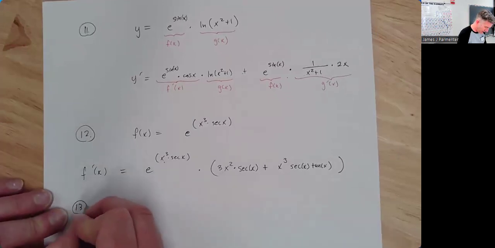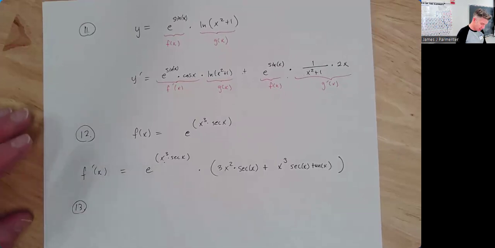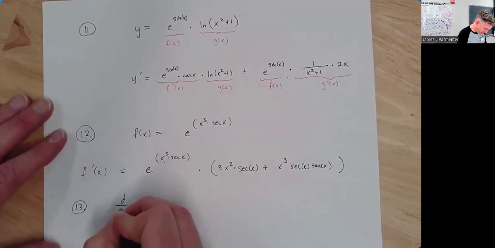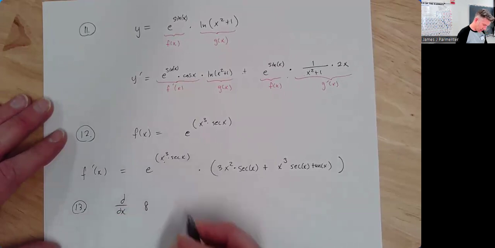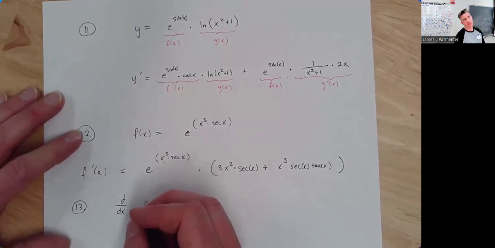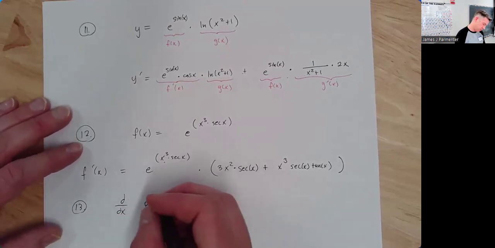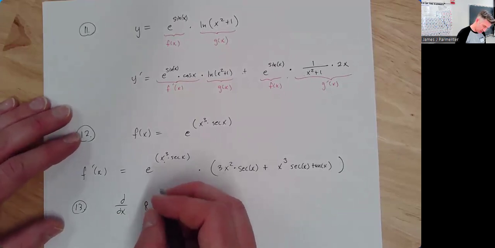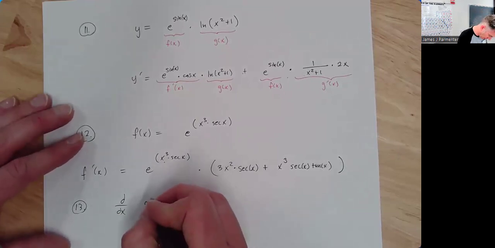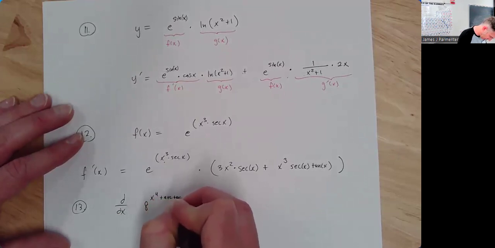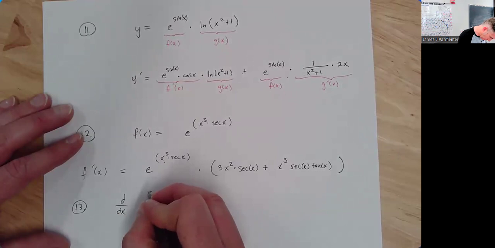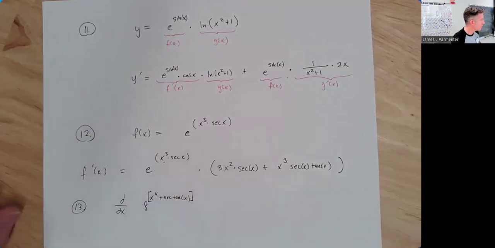So if you happen to have a slightly different base, like if I want to find the derivative of 8 to the power of, let's do 8 to the power of x to the 4th plus the arctangent of x. That's actually not that bad.